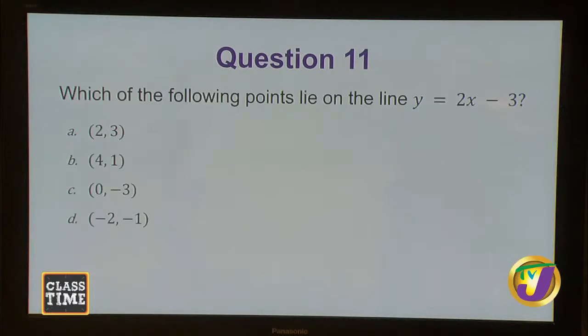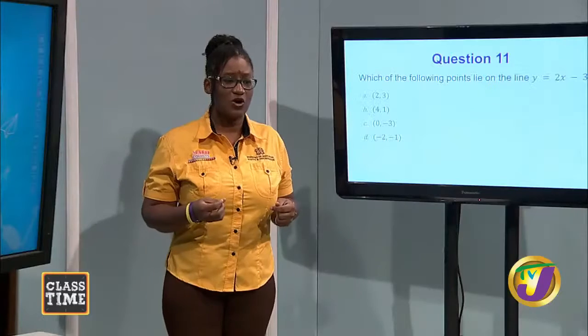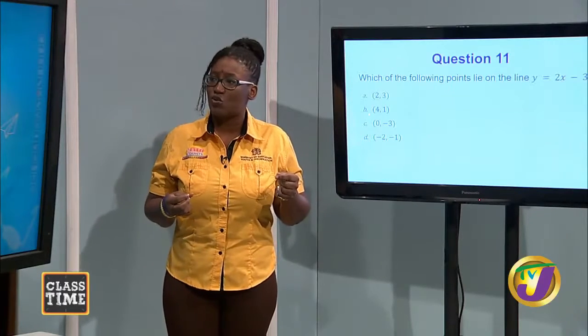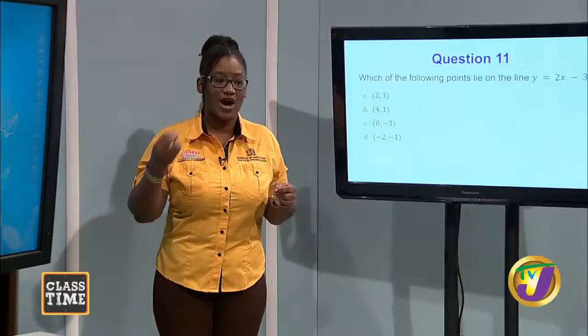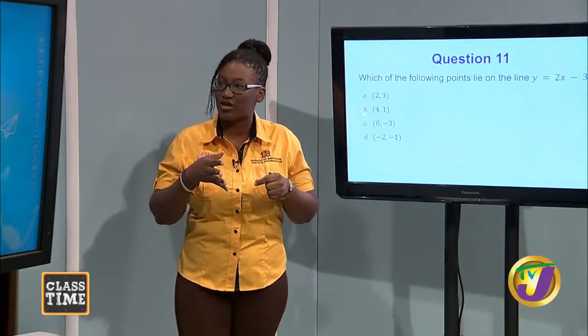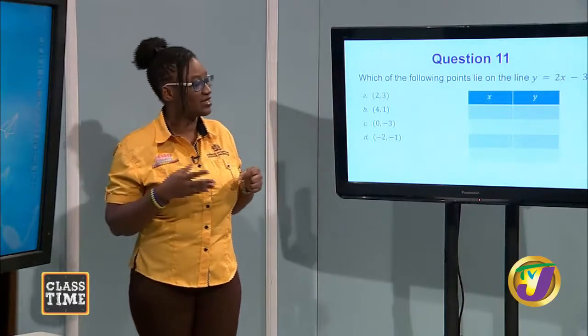And we seem to be on a linear path this morning. Which of the following points lie on the line y = 2x - 3? To figure out if the points lie on the line, we need to put the x values in the function and see if the y values match up. Let's use a table for this.